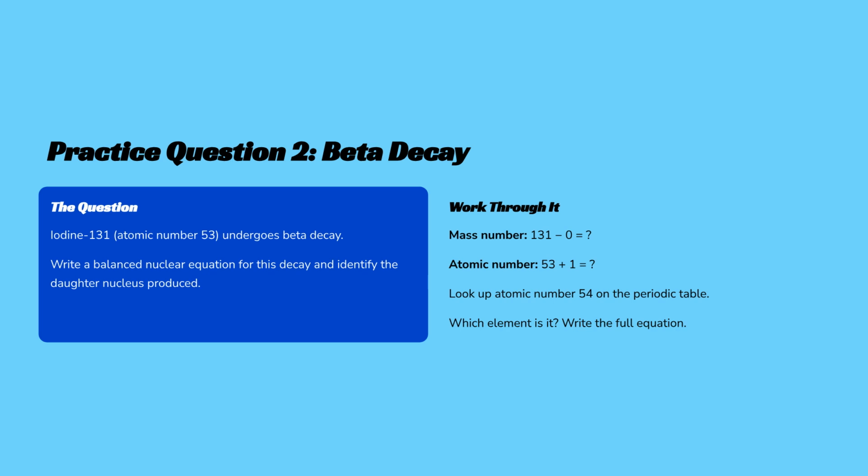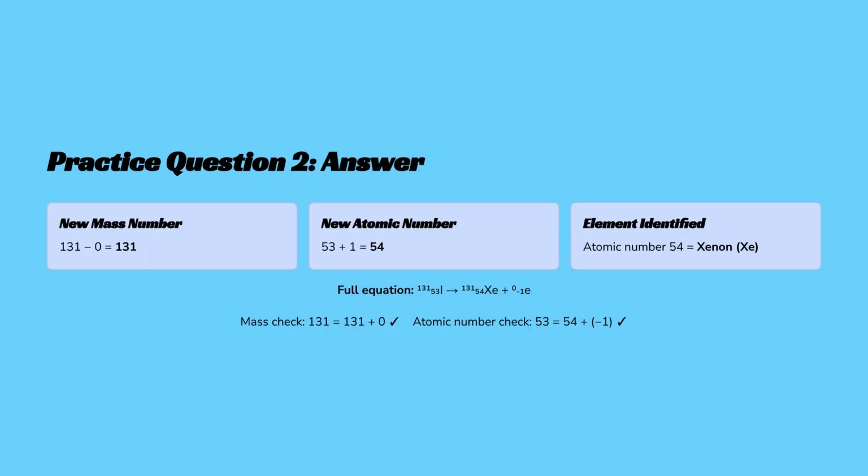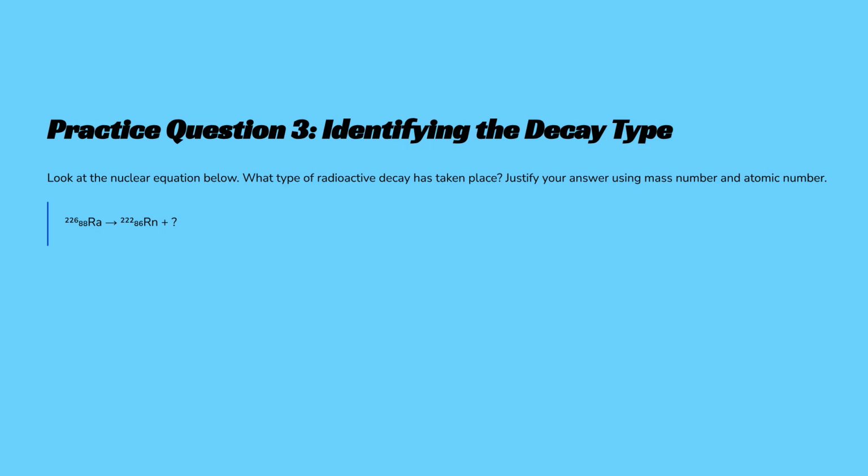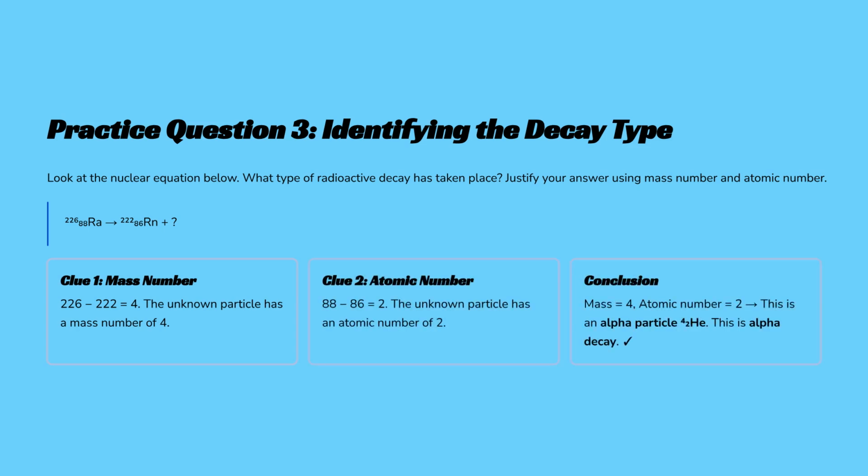Let's try one more. Iodine 131 undergoes beta decay. Can you identify the resulting daughter nucleus? For the iodine beta decay, the mass stays 131, but the atomic number increases to 54. This identifies the daughter nucleus as xenon. Here is a challenge. Look at this radium decay equation. By examining the change in mass and atomic number, we can deduce that this is alpha decay.